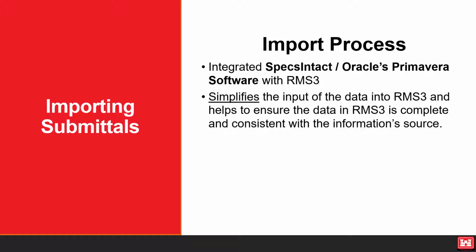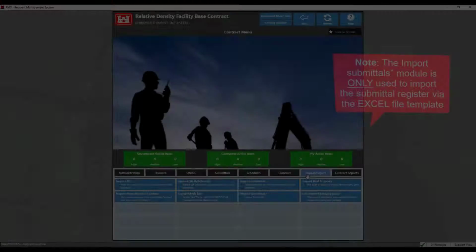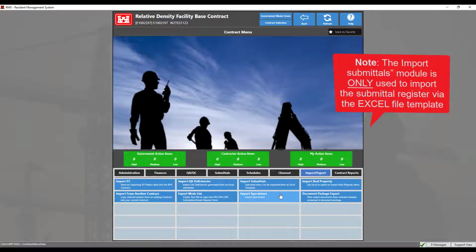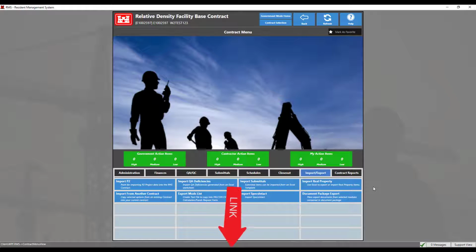When Specs Intact is not used to generate the contract's file specification, the submittal register can also be imported from an Excel spreadsheet that has been specifically formatted for this purpose. Note, if you have a Specs Intact submittal register file, you need to use the Import Specs Intact module. The Import Submittals module is only used to import the submittal register via the Excel file template later described in this video. For more information on how to import a Specs Intact file, please see the link in the description box below.